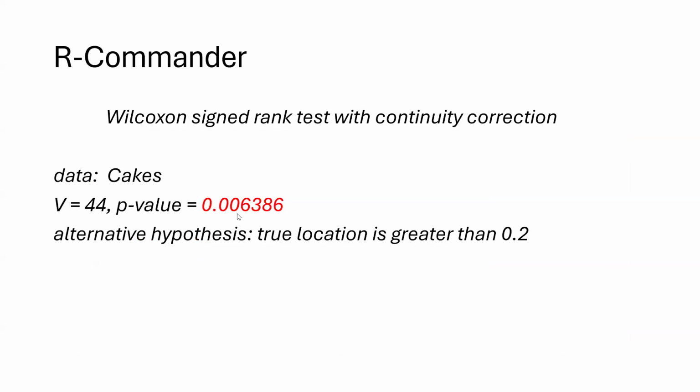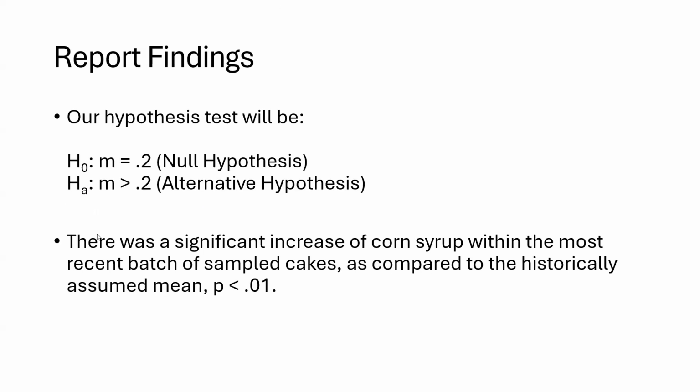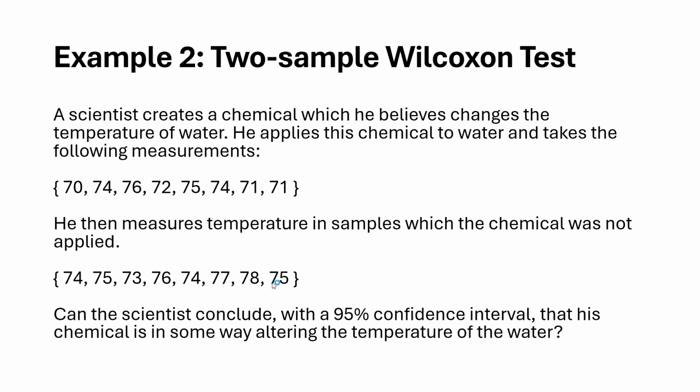Here is our output. As you can see, our p-value is 0.006386, which is less than our assumed alpha. We're working with an assumed alpha of 0.05, which means we're going to reject the null hypothesis. Because remember, if the p is low, the null must go. And in this case, our p is lower than our alpha value, so we're going to reject the null hypothesis. So therefore, we would state there was a significant increase of corn syrup in the most recent batch of the sampled cakes as compared to the historically sampled mean, p less than 0.01.